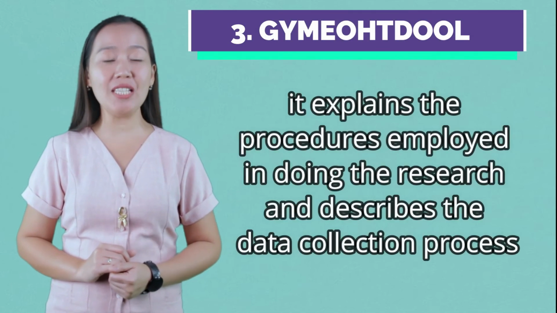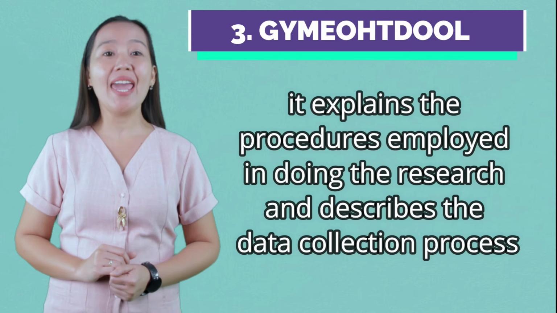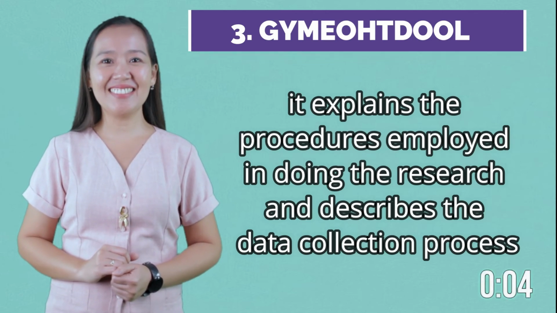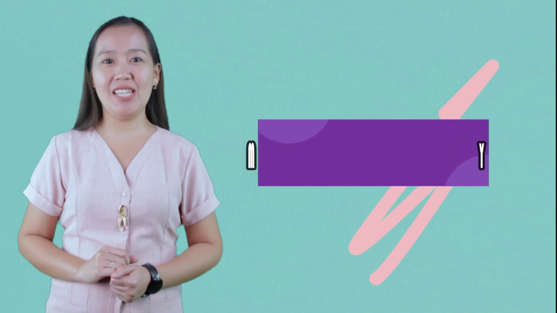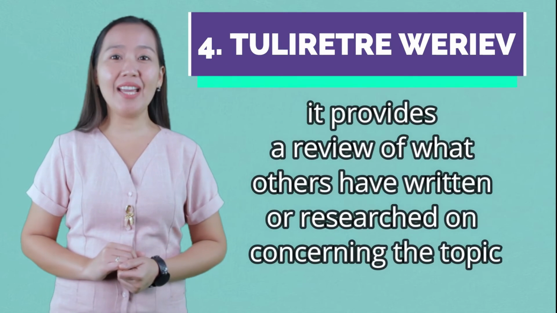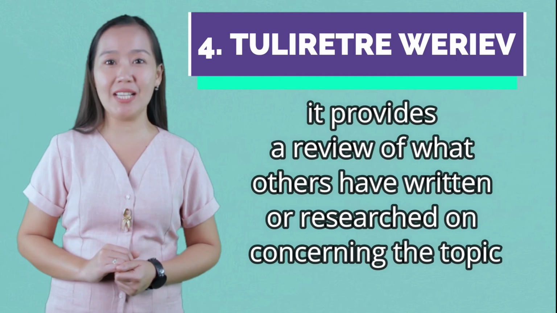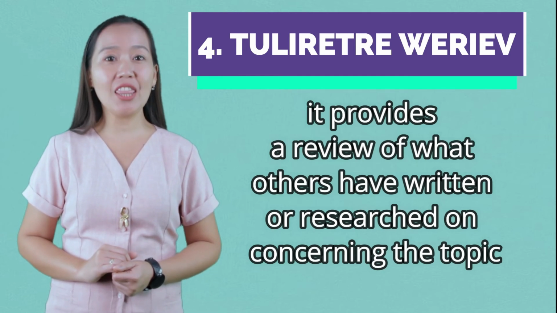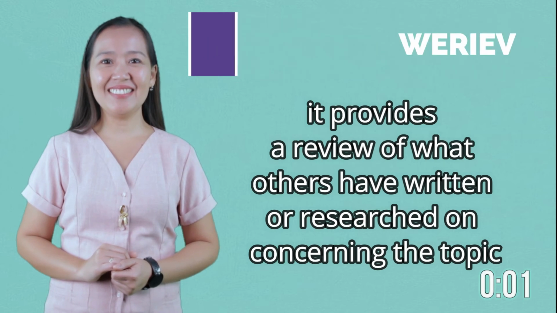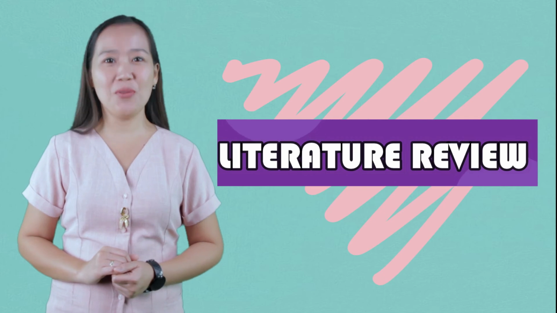Number 3. It explains the procedures employed in doing the research and describes the data collection process. The word is methodology. Number 4. It provides a review of what others have written or researched on concerning the topic. The answer is literature review.